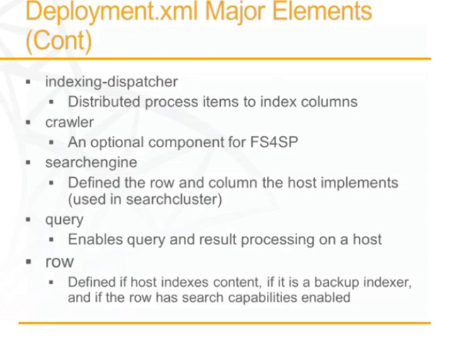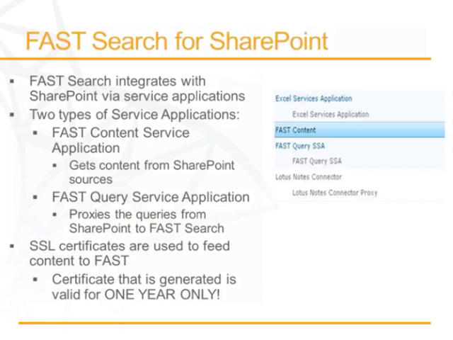Now, once you have your deployment done, and that deployment XML file is out there, you've configured the farm, and FAST Search is running, you still don't have an integration point between SharePoint and FAST. FAST is its own product. It sits on its own servers. You're not going to install SharePoint on the box that FAST is on. What you're going to have, though, is basically a proxy. You're going to have two service applications that you will create in the SharePoint farm that will know how to talk to FAST. There's one called the content service application, and the other is called the query service application.